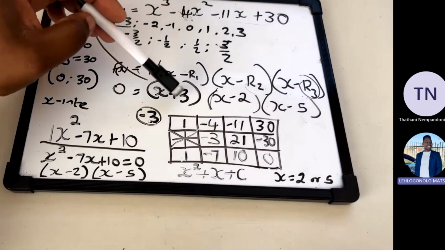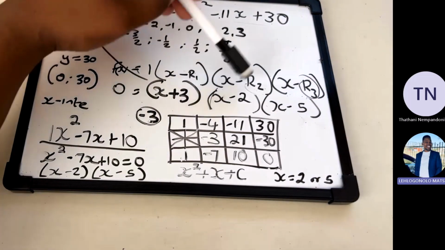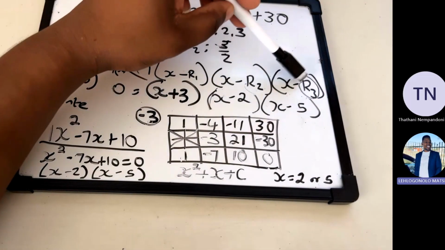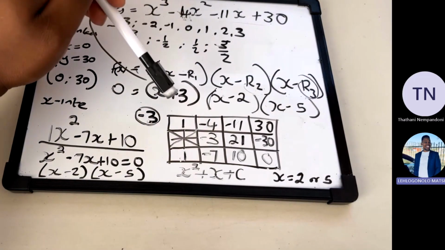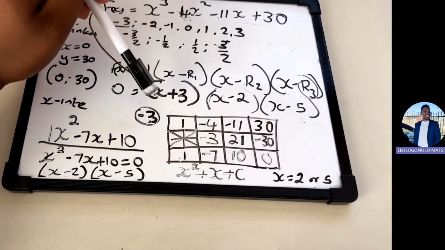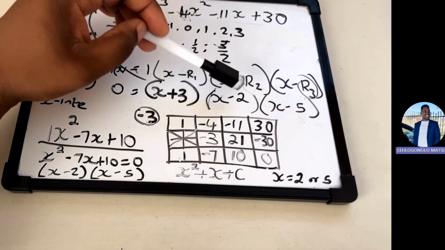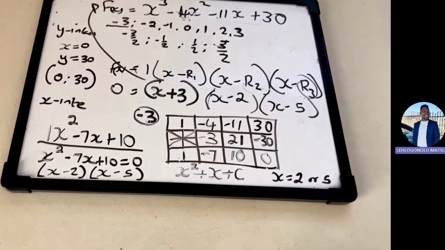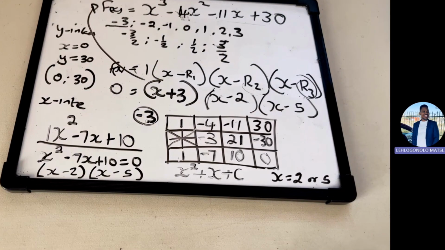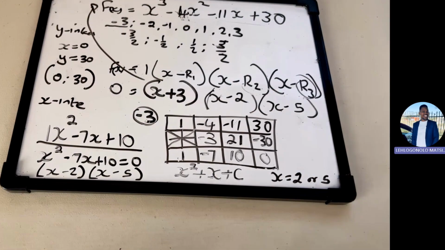Then we will have root number 1 is filled, root number 2 is filled, root number 3 is filled. Then our intercepts on this equation are x equals minus 3, x equals 2, and x equals 5. Then you have found the roots.